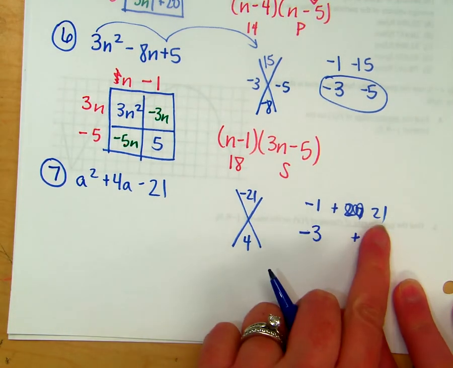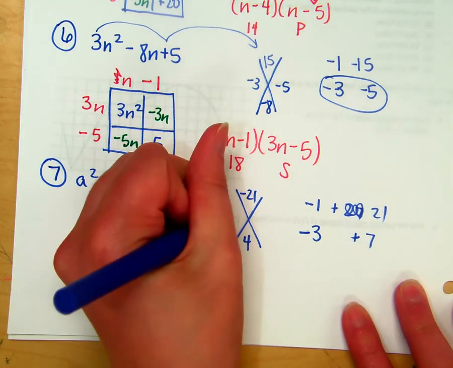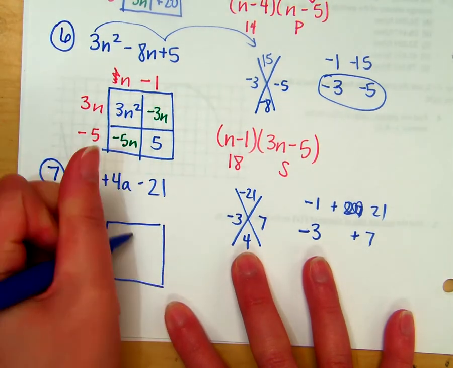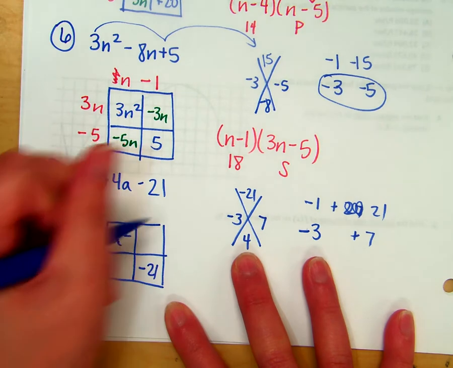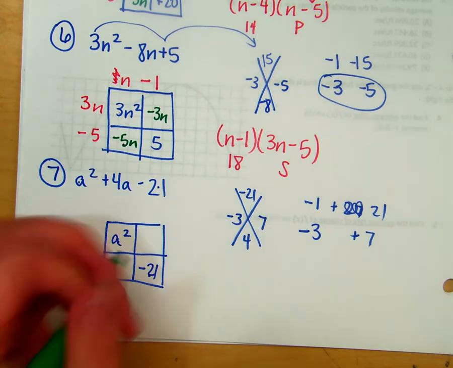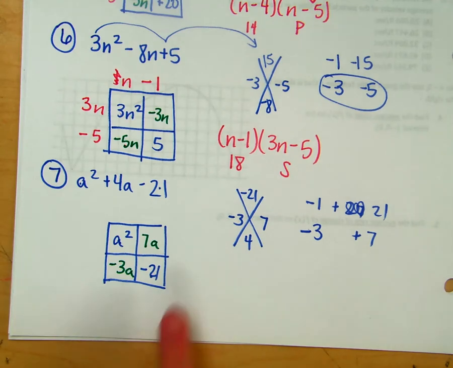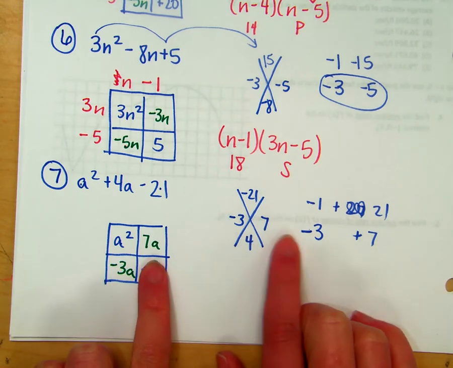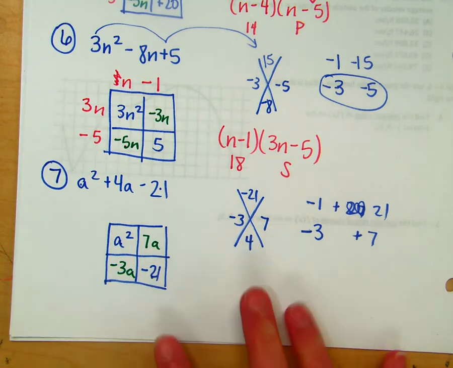So negative 1 plus 21 is 20. Negative 3 plus 7 is 4, so those are the two I'm going to use. So then I set up my box. First term in the first box, last term in the last box. I accidentally switched them. The order truly doesn't matter. I was looking over here a little bit closer, but I put 7a and negative 3a. I've been putting that number first and that number second, but really the order doesn't matter.